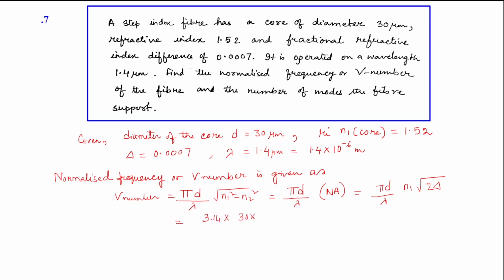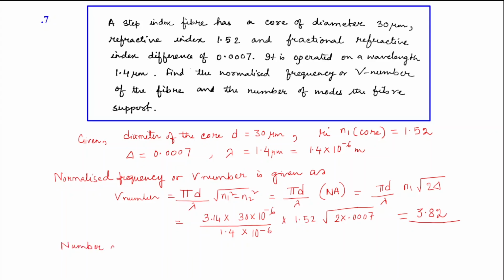So let us put all the values here: 3.14 into the value of d, 30 into 10 to the power minus 6, divided by the value of lambda, 1.4 into 10 to the power minus 6, multiplied by n1. n1 is given as 1.52, and twice of del is 0.0007. After putting all the values, we get the V number as 3.82. So basically the V number gives the normalized frequency.